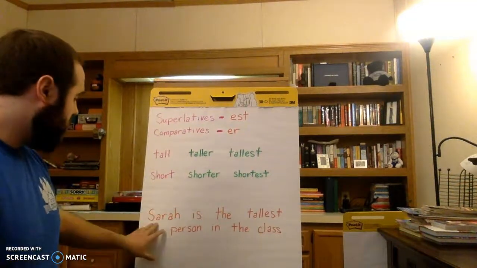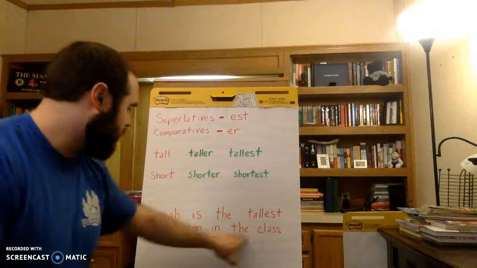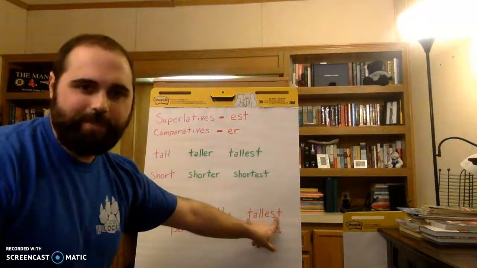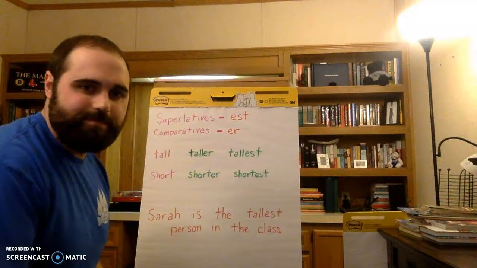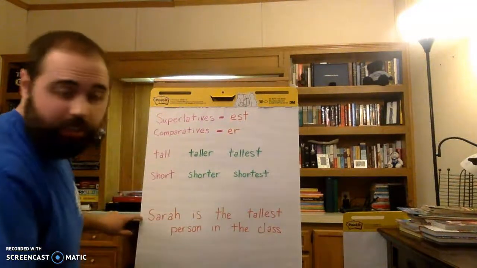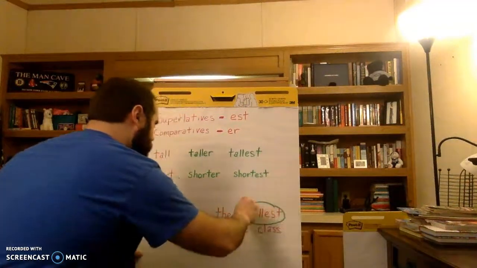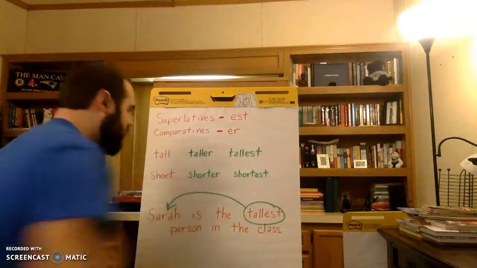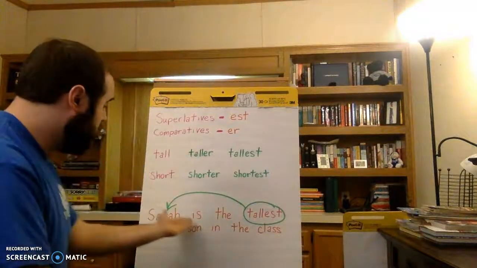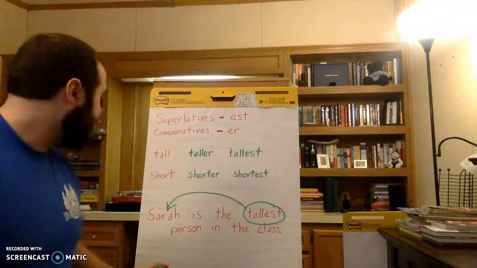And I have an example down here at the bottom for you. Sarah is the tallest person in the class. And remember, that word tallest, what's that describing? You're absolutely right. It's describing your noun. Who is the person? Sarah. So tallest is describing Sarah. So adjectives can be right next to the noun, or they could be several words away. And that's okay.